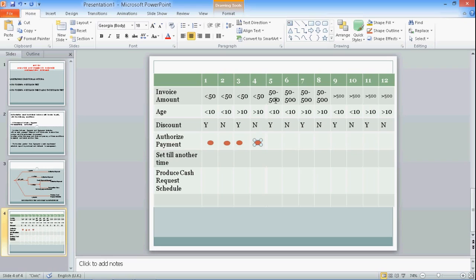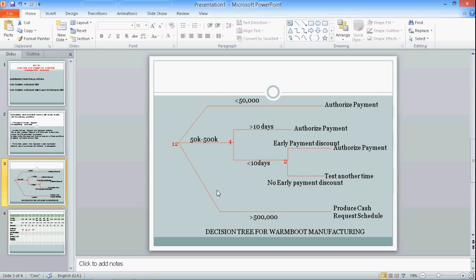Now between 50 and 500,000, let's not go complex, let's go to greater than 500,000 because it's simpler. Greater than 500,000, what happens? We produce a cash request schedule. We don't bother ourselves with whether it's more than 10 days or less than 10 days or any payment discount, as long as the invoice is greater than 500,000.